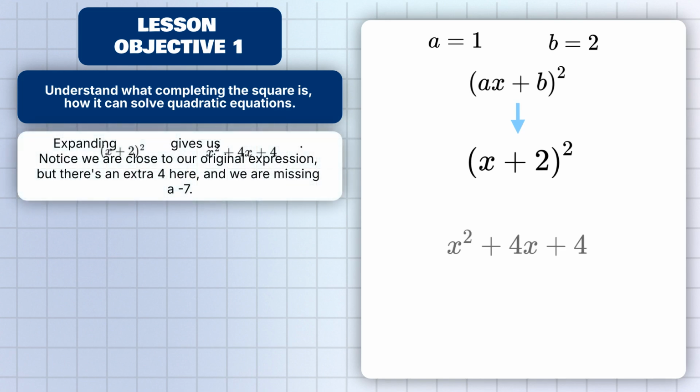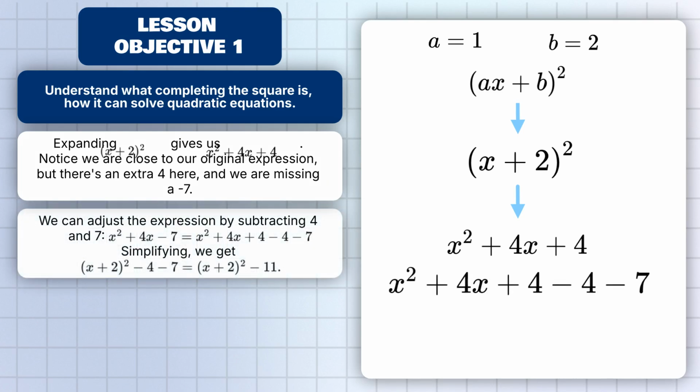Expanding (x + 2) squared gives us x squared plus 4x plus 4. Notice we are close to our original expression of x squared plus 4x minus 7, but we have a plus 4 at the end and we need a minus 7. We can adjust the expression by subtracting 4 and then also subtracting 7. Simplifying, we get (x + 2) squared, minus 4 minus 7, which equals (x + 2) squared minus 11.